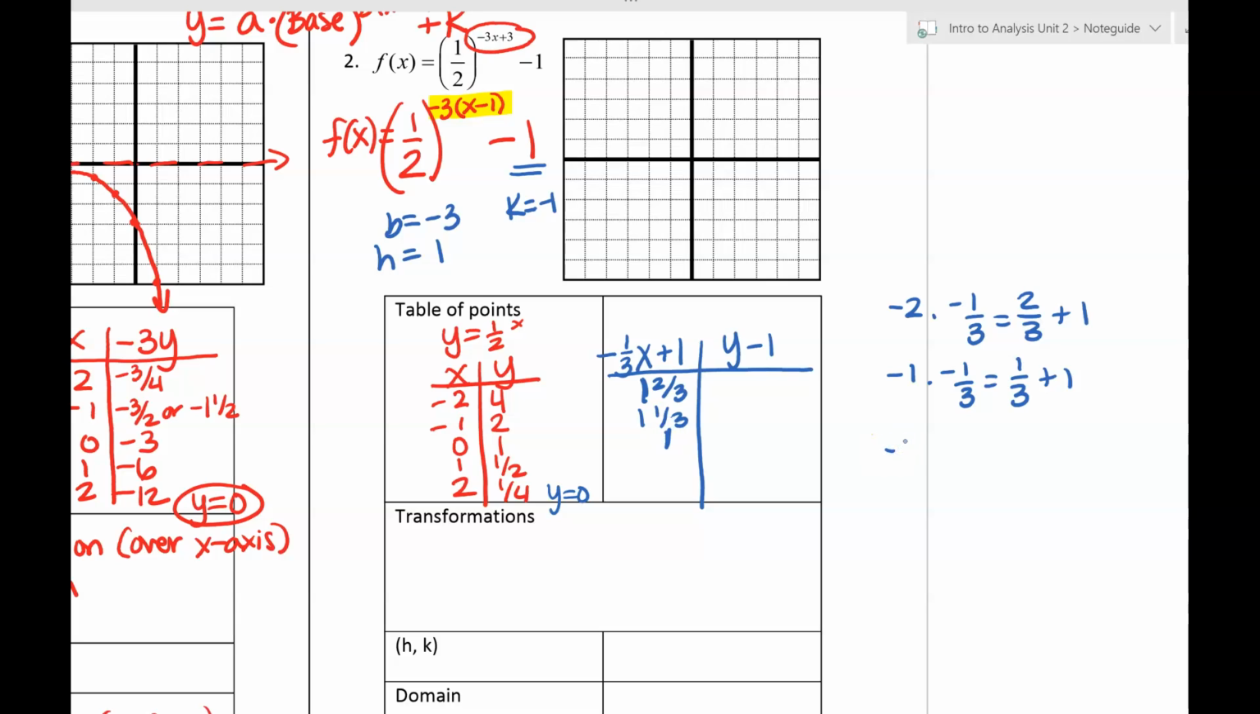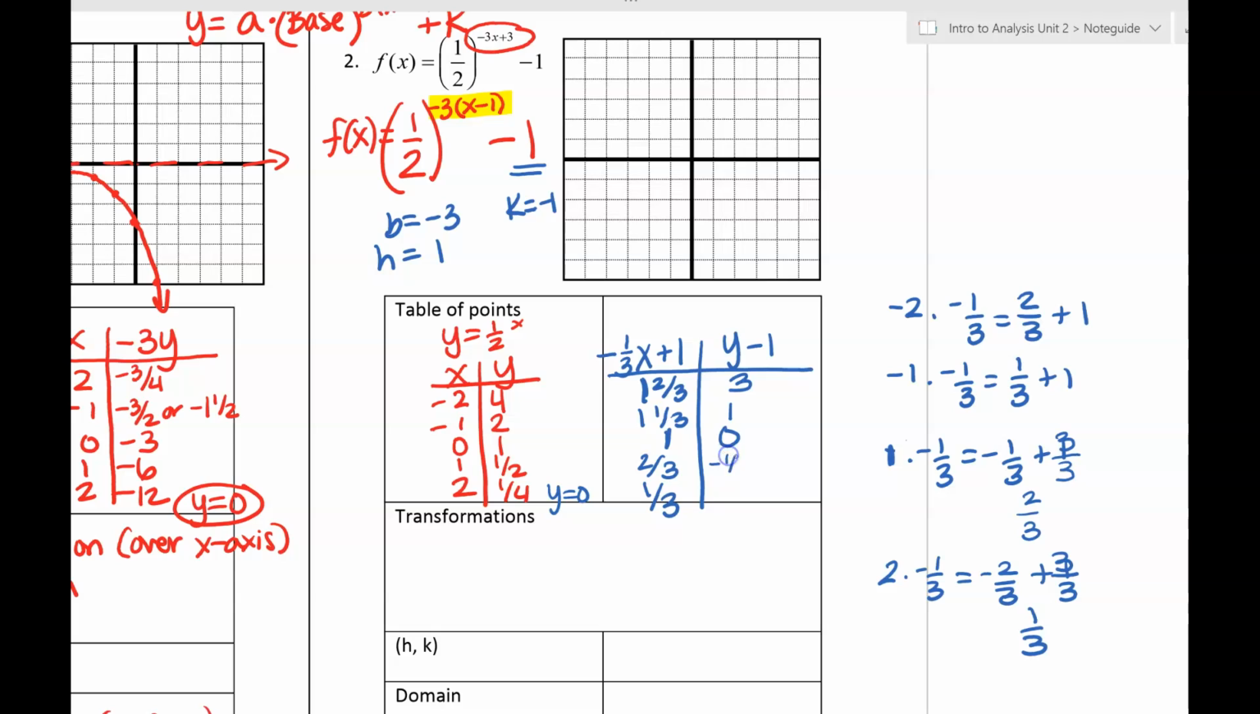Negative or positive 1 times -1/3 will be -1/3, and I need to add 1 with that, and be careful here. I now have to think of 1 like 3/3, so I can clearly see that answer is actually 2/3. And 2 times negative 1/3 is negative 2/3, again added with 1, which I will think about like 3/3, which will give me 1/3. And now I'm going to go through and adjust all the y coordinates by shifting them down 1, so just subtracting 1.